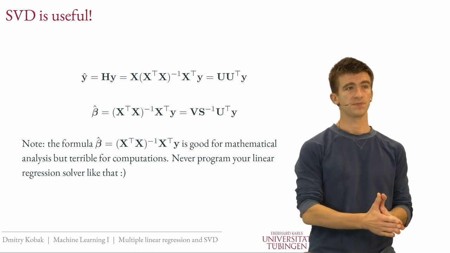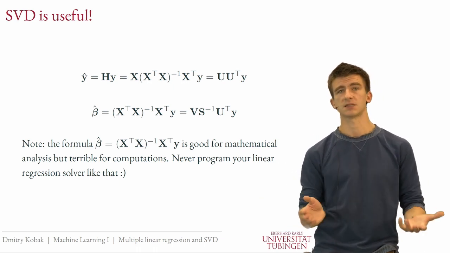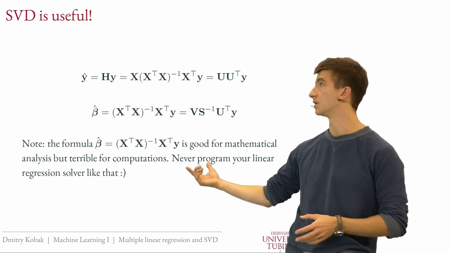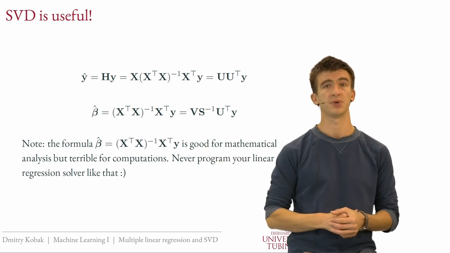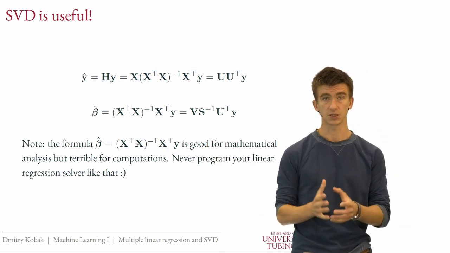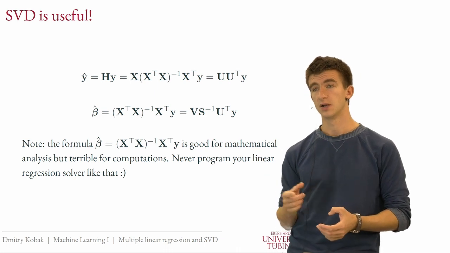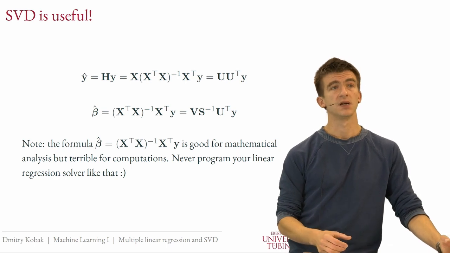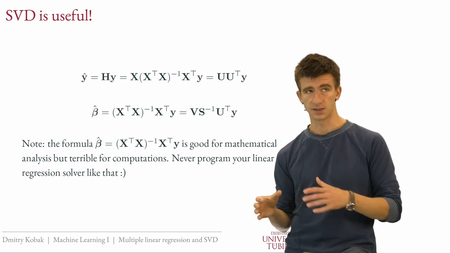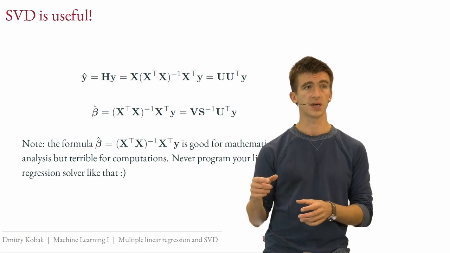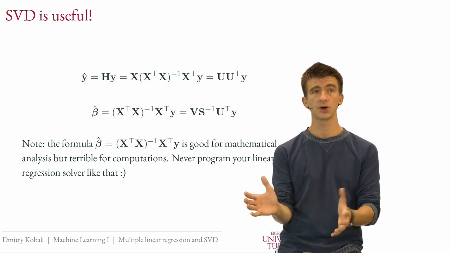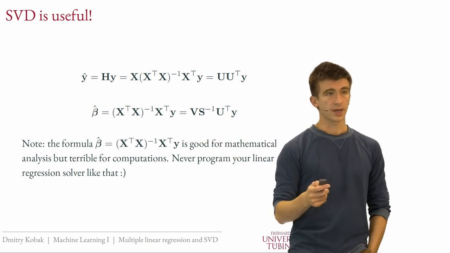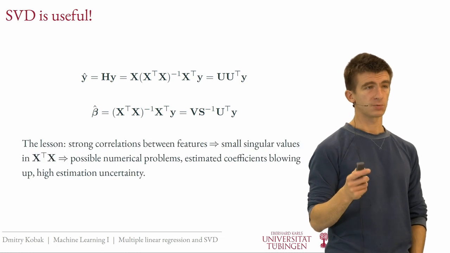So if you program a linear regression solver not as an exercise but in practice, then you don't want to form this matrix and take an inverse and so on. There are much better ways, computationally much faster and also numerically more accurate, to compute that. And one of the ways, which may also not be the absolute best, but which is definitely better than that, is to compute the SVD of X first and then do this. Okay, that was remark number one.